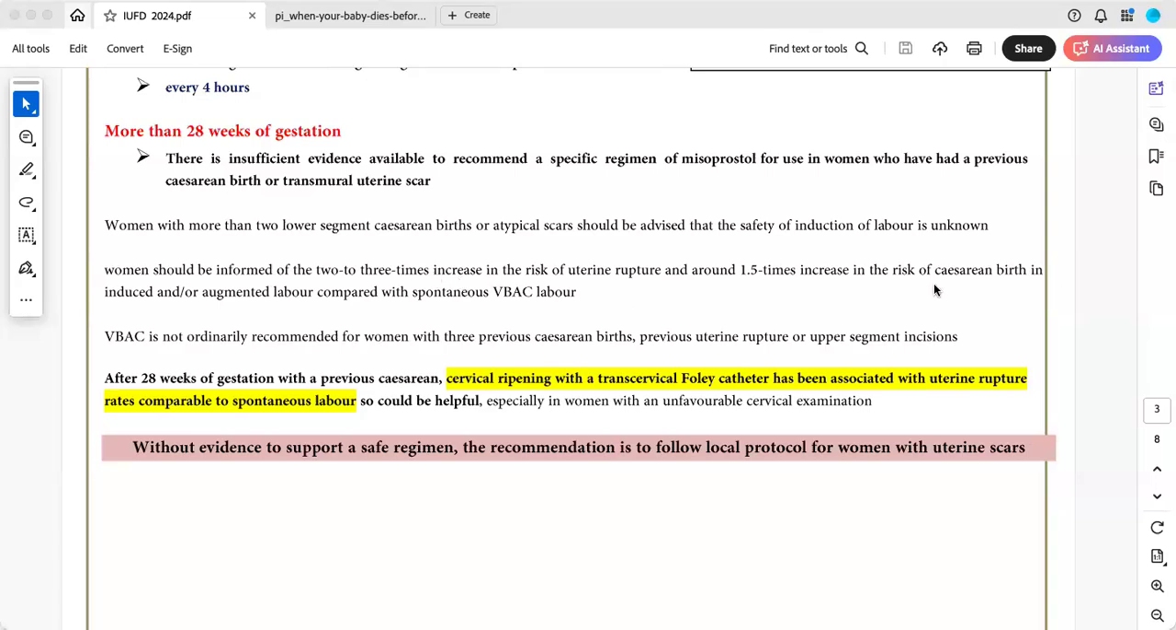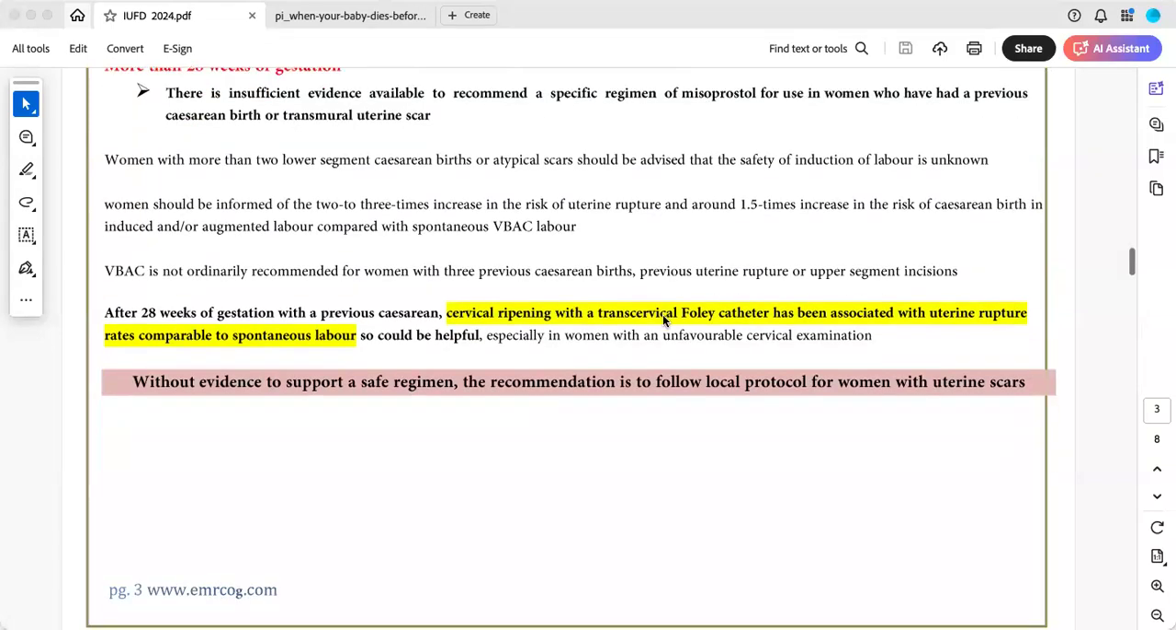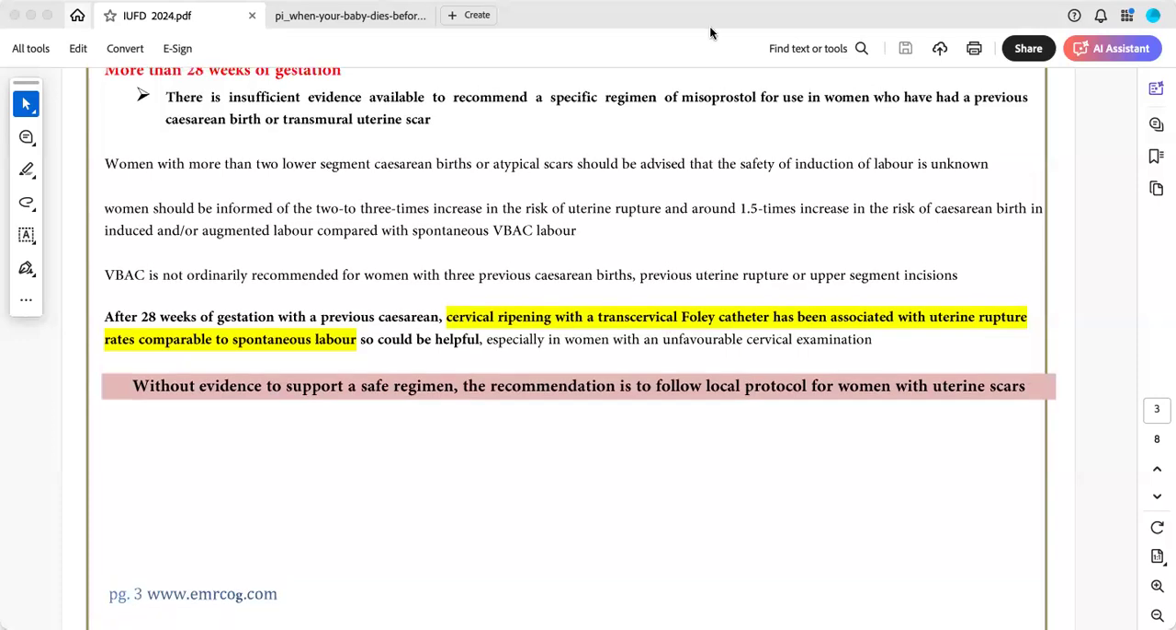VBAC is not ordinarily recommended for women with 3 previous cesarean births, or previous uterine rupture of the upper segment incision after 28 weeks of gestation with a previous cesarean. Cervical ripening with a transcervical Foley catheter has been associated with a uterine rupture rate comparable to a spontaneous labor. So it could be helpful, especially in women with unfavorable cervical examination. So if I have to choose for pregnancies after 28 weeks between the mechanical method or the misoprostol, which one would you go for?